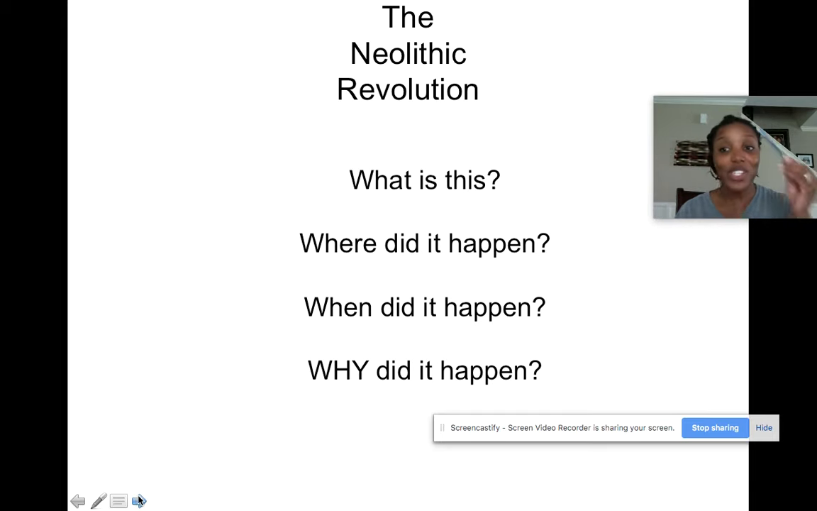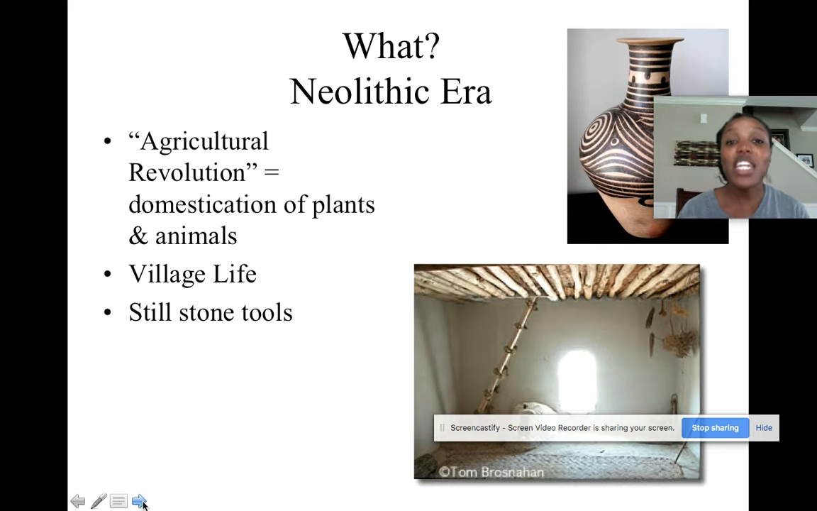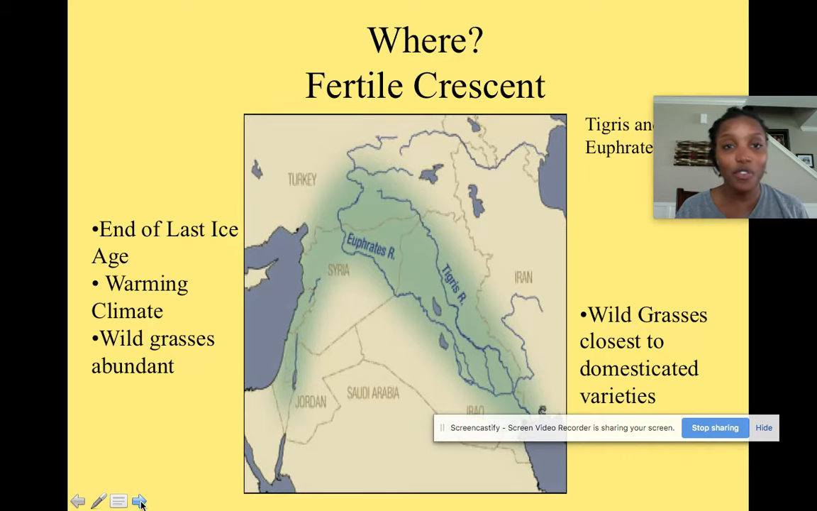And why? This is where you need to make sure you have your notes out and you're writing, because this is where the information from the quiz comes from. Neolithic era is basically an agricultural revolution. Please highlight and star. It's basically the domestication of animals and village life. As you can see, this goes from following their food to actually domesticating and making their food.